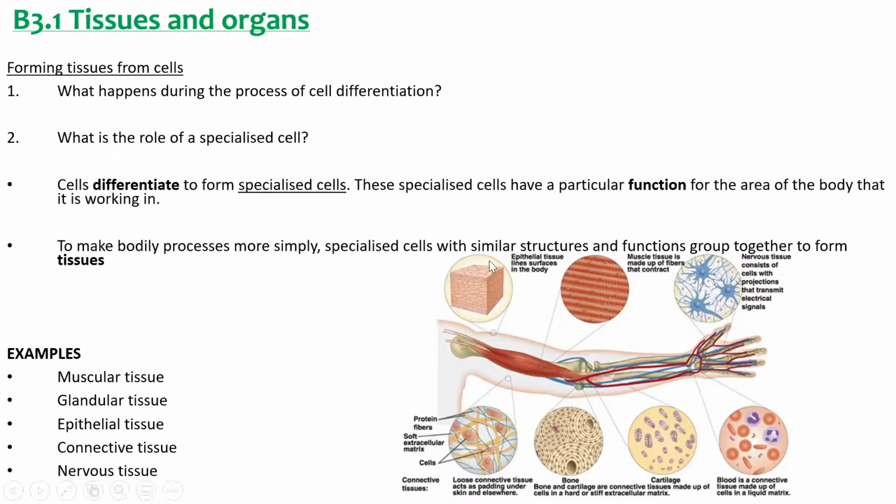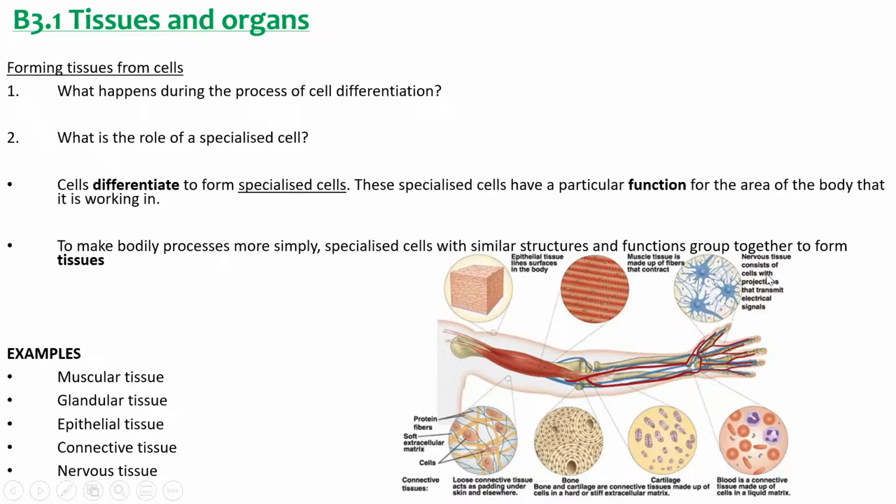So you've got a few here. Epithelial cells. I always like that word, epithelial. Hard to say though. Epithelial tissue lines structures in the body. So you've got things like the skin, made of epithelial cells. Muscle tissue, as it sounds, is made up of fibers that contract. So muscle cells make up muscle tissue.